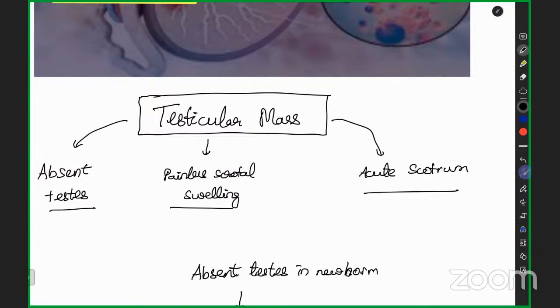Can you tell me, torsion comes under which category? In the mood set of categories, torsion comes into which category? Can you tell me? It is going to come under acute scrotum.